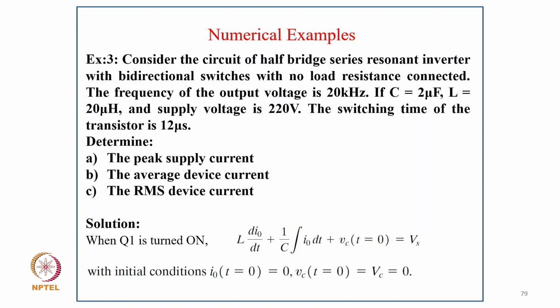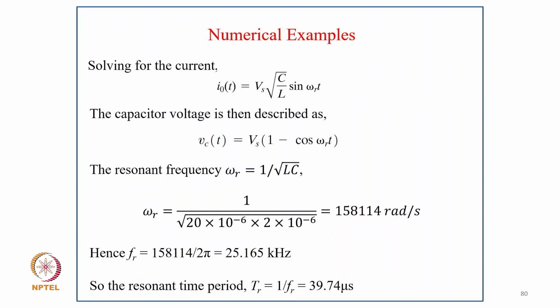So when Q1 is turned on, the equation becomes L di/dt plus 1/C integral i dt plus Vc equal to Vs, with initial conditions i0 equal to 0, Vc equal to 0. Solving, the current i0 equals Vs times root of C upon L times sin omega t, and the capacitor voltage is Vc equal to Vs in bracket 1 minus cos omega t, with resonant frequency omega R equal to 1 upon root LC.